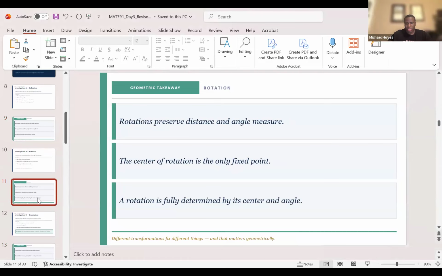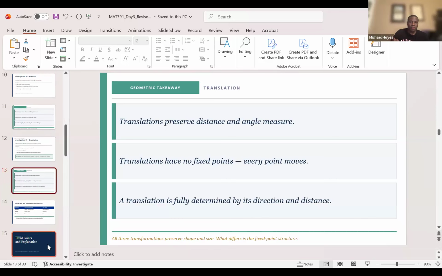Rotations preserve distance and angle measure. The center of rotation is the only fixed point, and a rotation is fully determined by a center and its angle of rotation. And then you have the idea of a translation. Translations preserve distance and angle measure and have no fixed points because everything moves, unless we have a vector that is a point, with zero magnitude. And a translation is fully determined by its direction and distance.